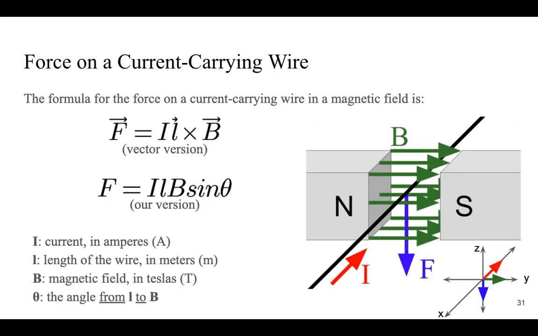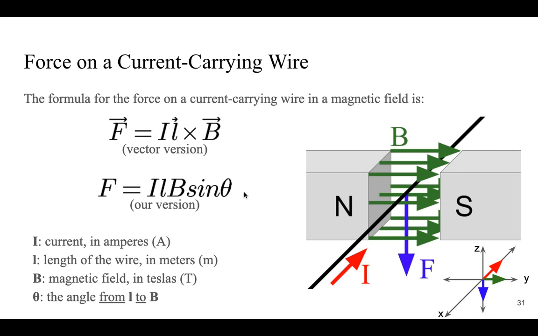So we have a formula now. We love formulas. So the formula for the force on a current carrying wire in a magnetic field, and we've got it two ways here. The top way is the vector way. There's a full, very rigorous way of doing vector math where the force is equal to I, the current, times L, the length of the wire going through this magnetic field, cross product with B, the magnetic field itself. So that's the vector version if you're interested in the higher maths. In college, you'll have to do it this way.